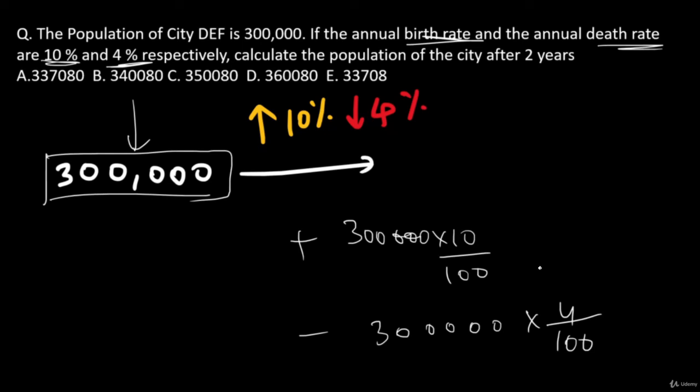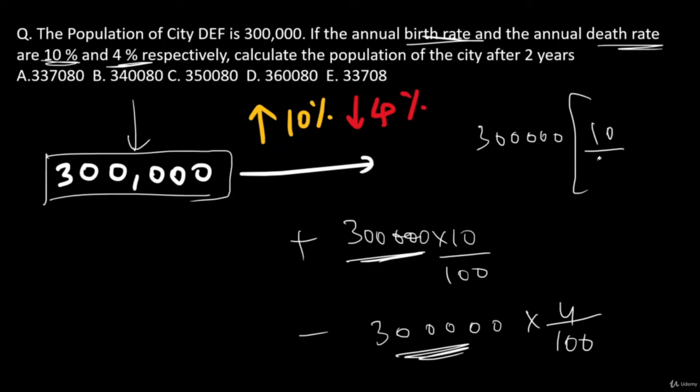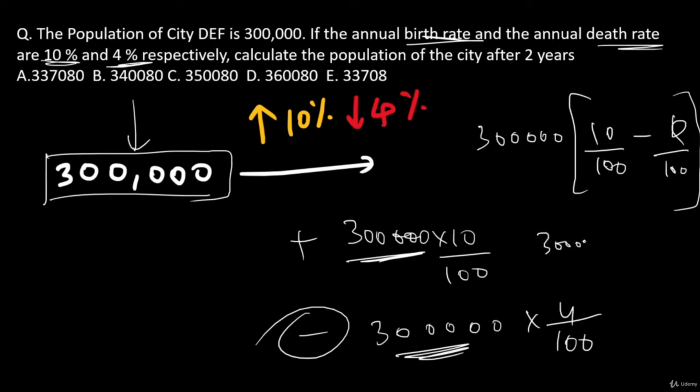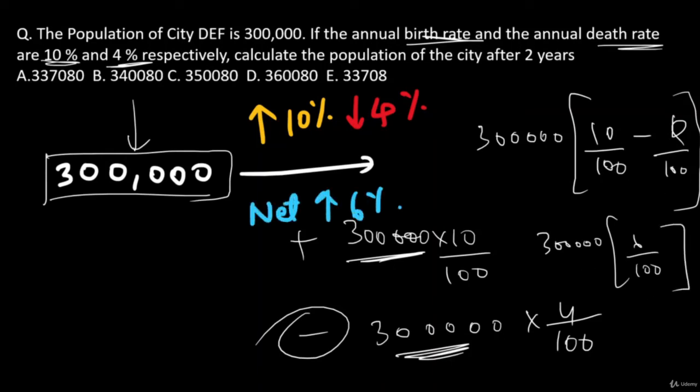You can see that this just means that there is a net increase of 6%, right? How do I get that? Let's club this part. Let's take it out. So this becomes 300,000 into 10 by 100, that's 10%, minus 4 by 100, because you have a minus over here, right? So this becomes 300,000 into 6 by 100. 10 minus 4 is 6, which is nothing but a net increase of 6%. All right. So let me make some space over here.